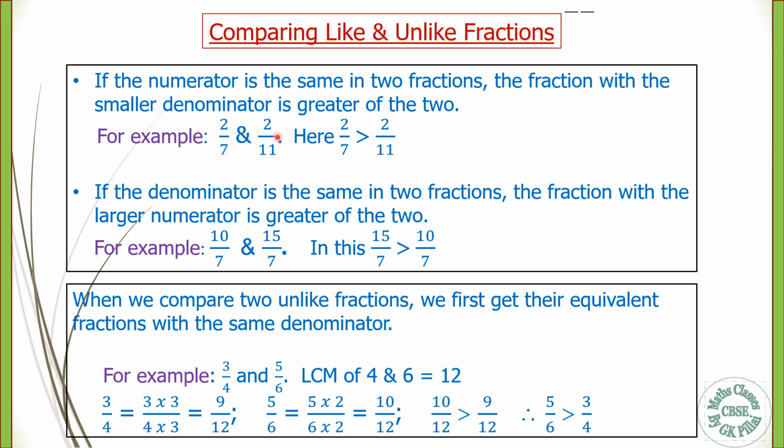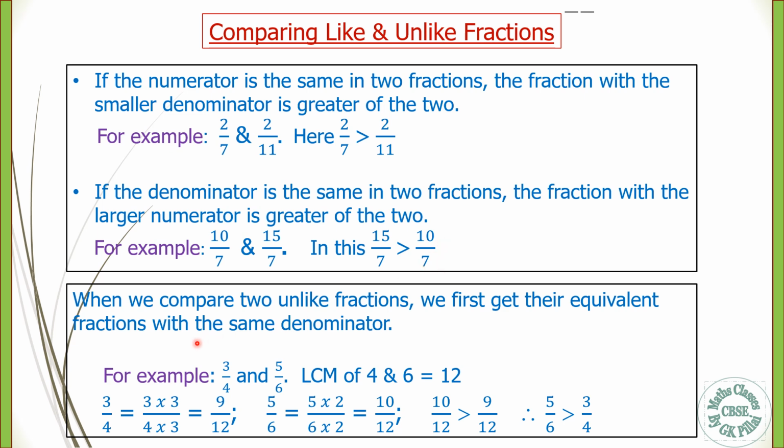Even though the numerators are same, 7 is smaller than 11, therefore 2 by 7 is greater than 2 by 11. Now it will be the opposite way here. If the denominators are same, the larger numerator will be the greater one. If the denominator is the same in two fractions, the fraction with the larger numerator is greater of the two. So 15 by 7 is greater than 10 by 7.